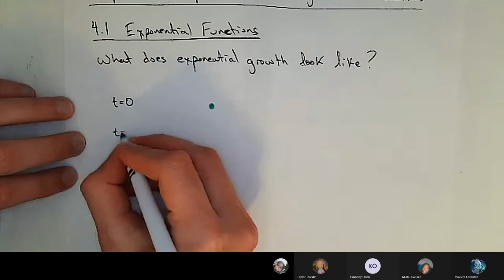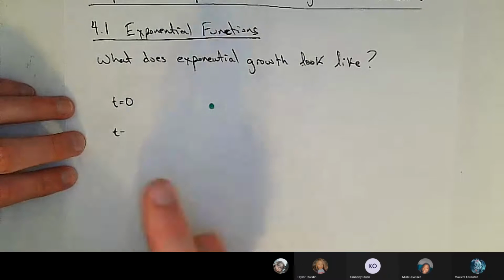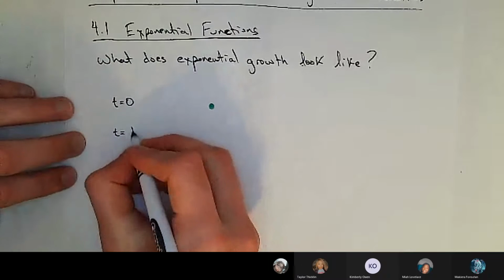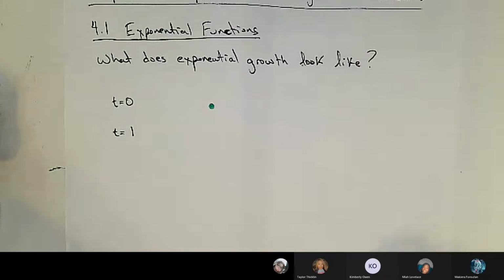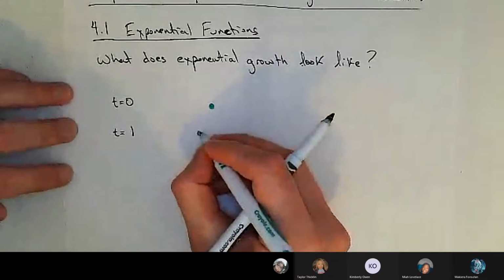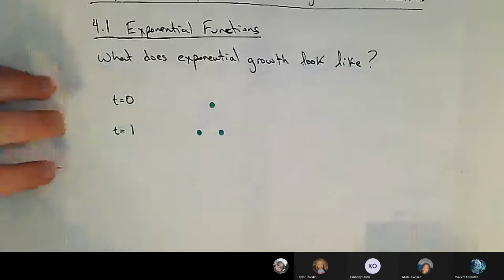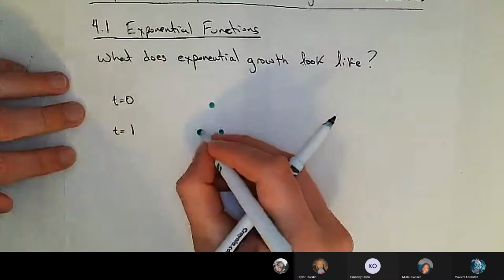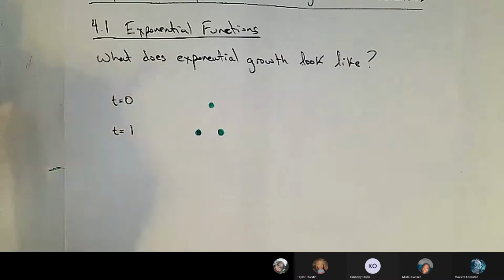So at time 0, we have just one of these things. Then we come back 1 hour later, and we expect there to be two of them because it's going to split itself and make two of these little bacteria things.